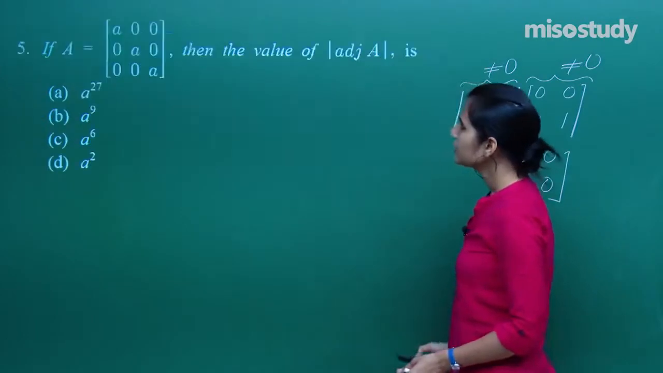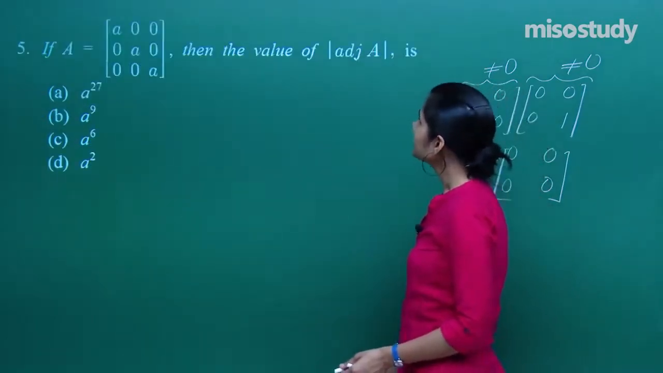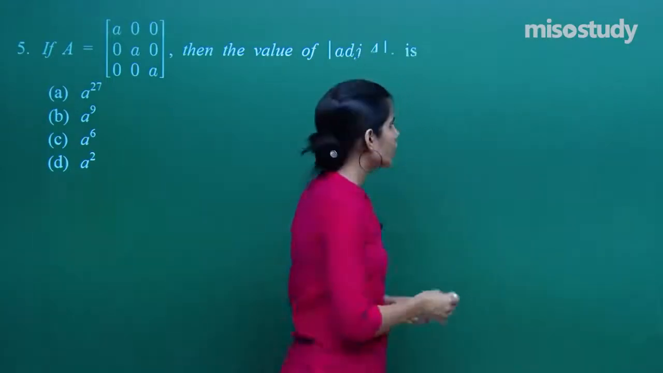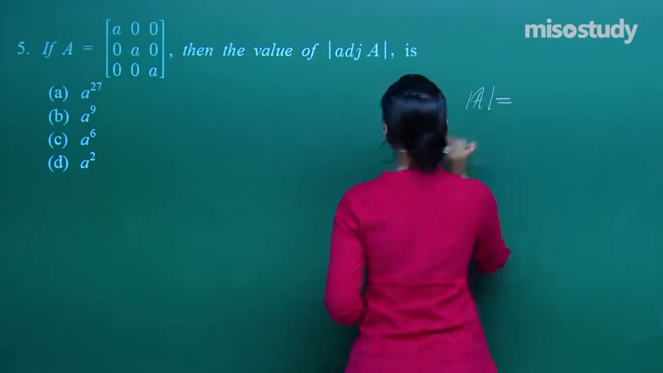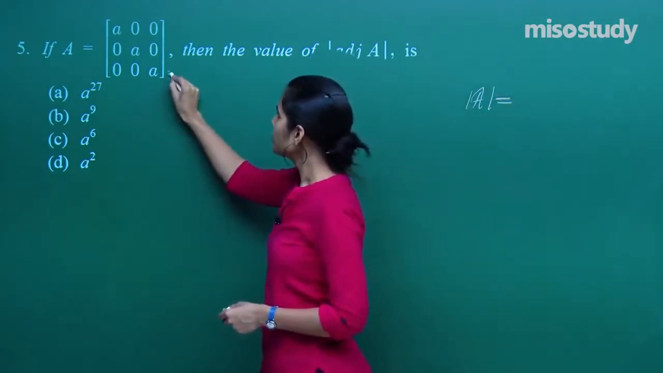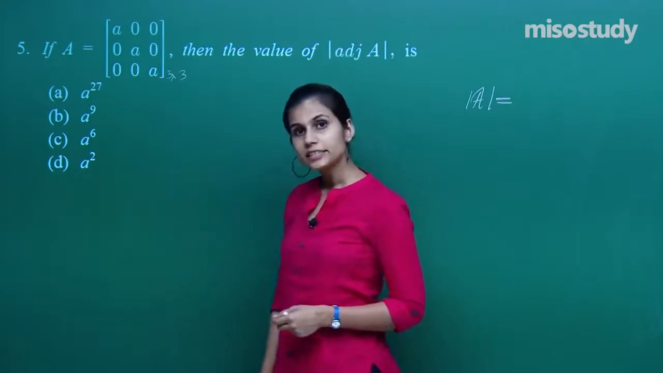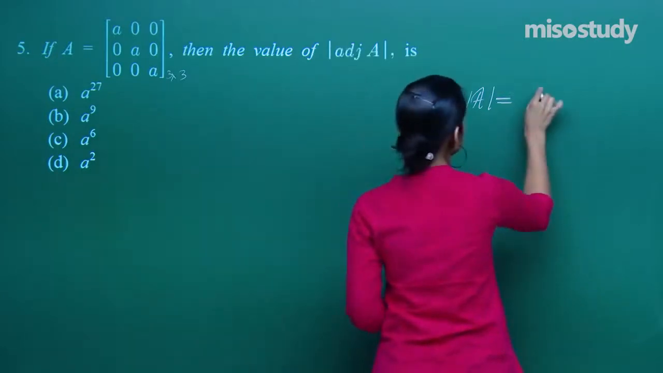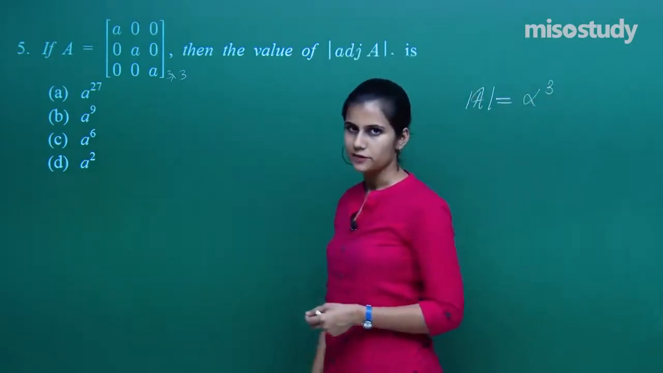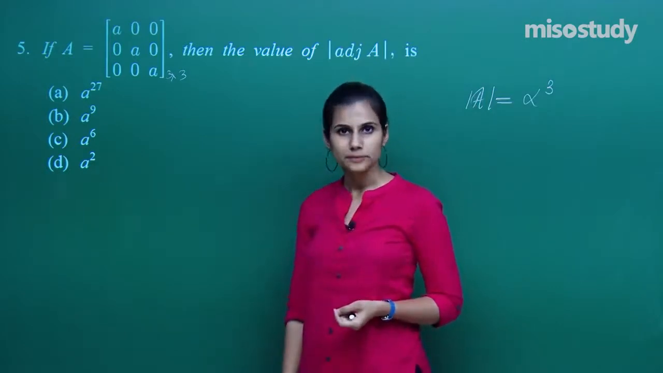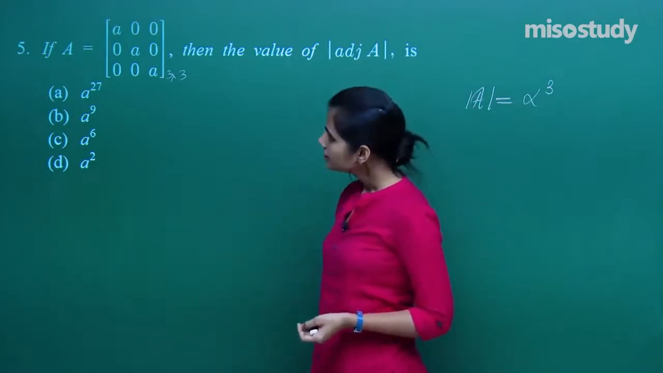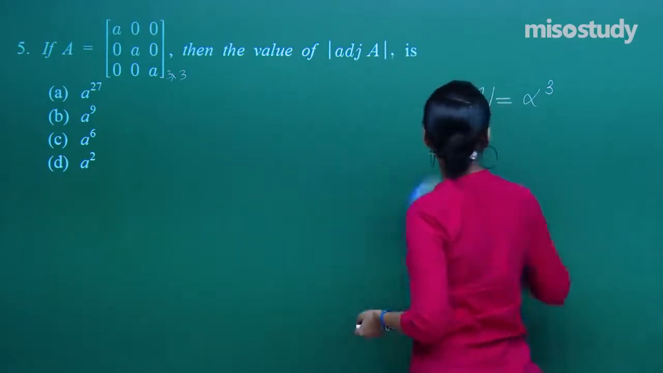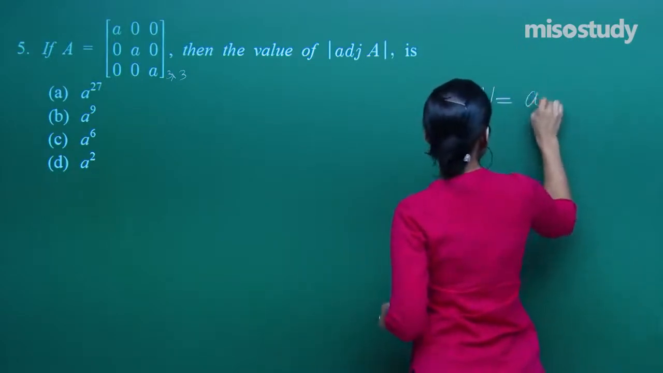Next question says, if A is this, then what is the value of the determinant of the adjoint of A? Again, a very direct use of the concept. What is the determinant of A? Because A is a diagonal matrix of order 3, you know that the determinant of A is nothing but the product of its diagonal entries, which is alpha into alpha into alpha. If you don't know this, you will have a tough time dealing with this question because it's going to cost you a lot of time. Determinant of A is alpha whole cube. Or it's not alpha, this is small a, so let me write it as small a cube.